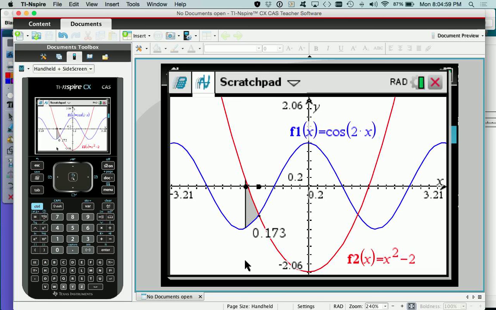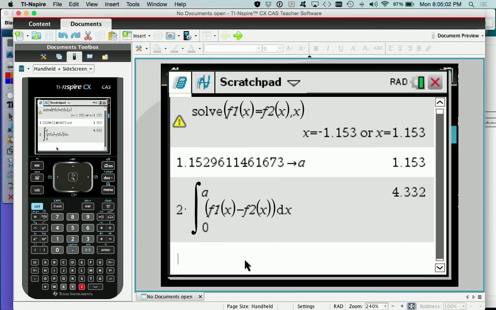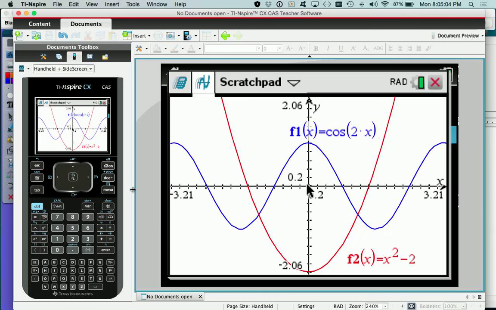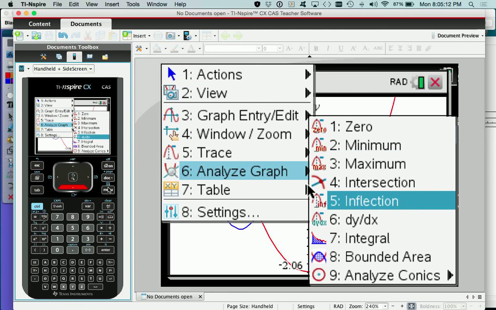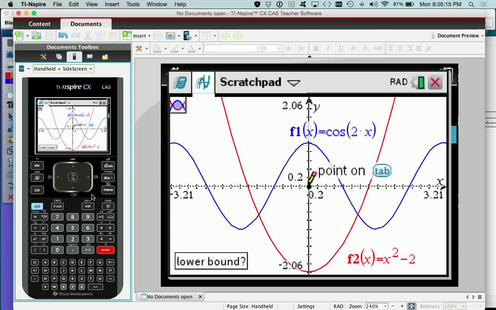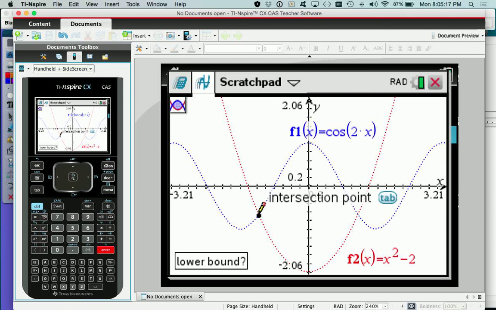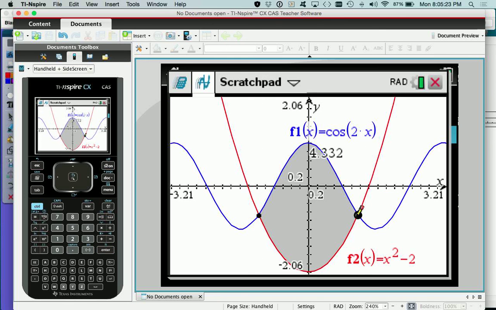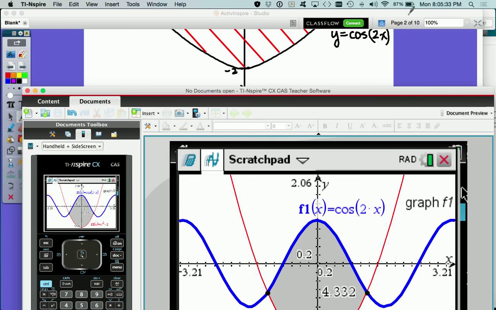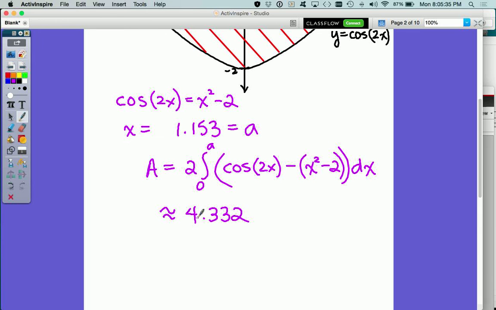So I think I can just put that in. No, I can't. So let's try that again. I want the area between these 2 curves. And so I'm going to go menu, analyze graph, bounded area. My lower bound is going to be this intersection point. So I'm just going to go get it. My upper bound is going to be this intersection point. So I get that. And it tells me that my area here is supposed to be 4.332. And so I go back and I check, was 4.332 what I got? That's the same answer that I got, so I must have been correct.